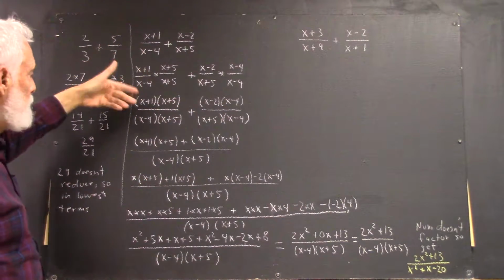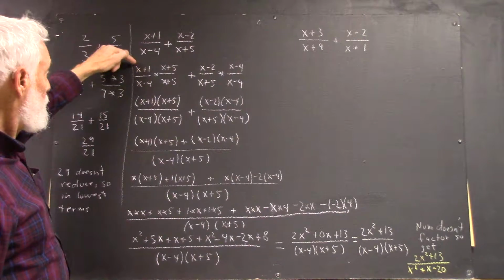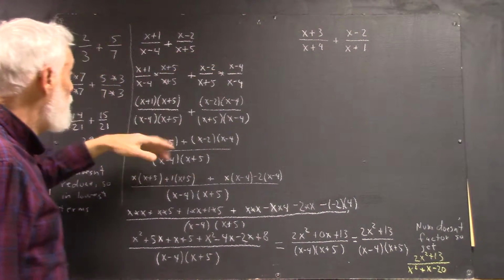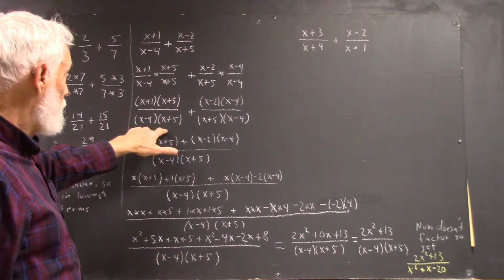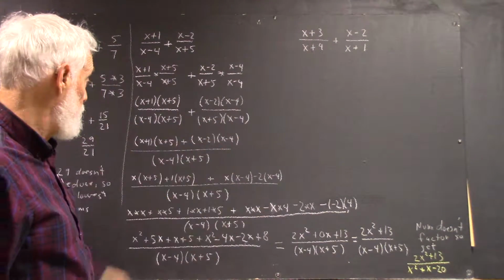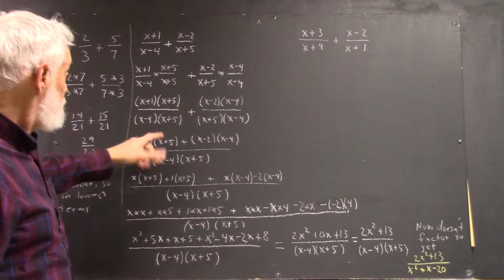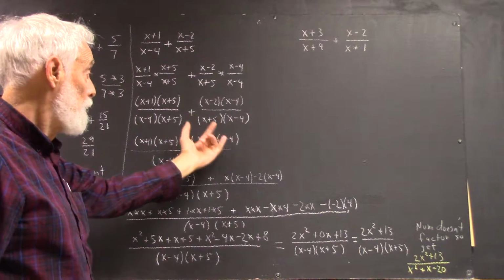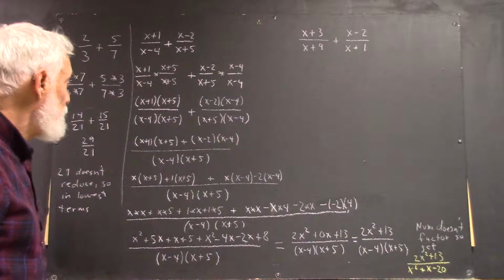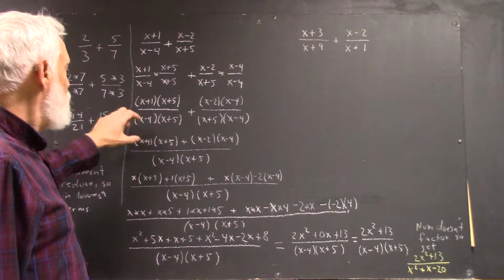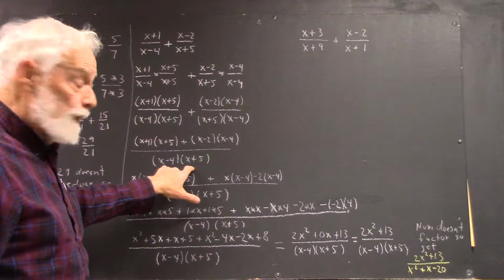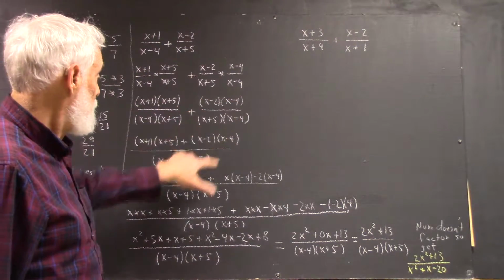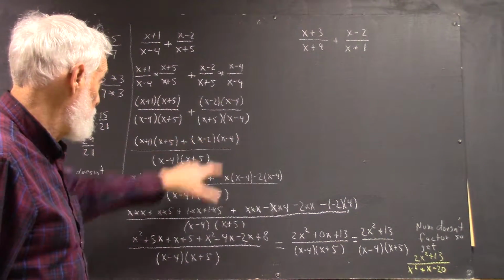We then do the multiplication. It's just going to be x plus 1 times x plus 5, x minus 2 times x minus 4. The denominator of both is going to be x minus 4 times x plus 5, although the order is different here. So these denominators are the same because multiplication is commutative. It doesn't matter in which order we multiply these two expressions. So both numerators then would go over that same denominator. So it would be this numerator plus this numerator over this common denominator, and that's what we have.